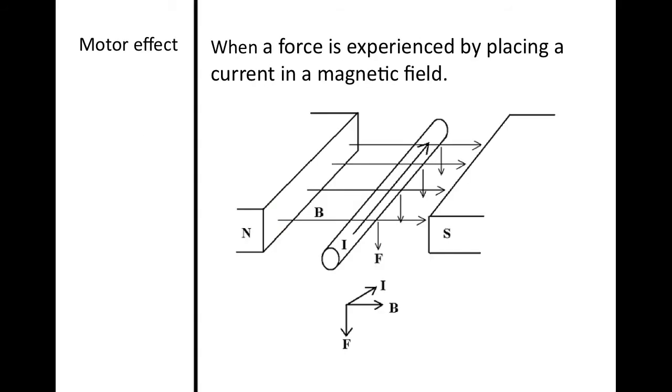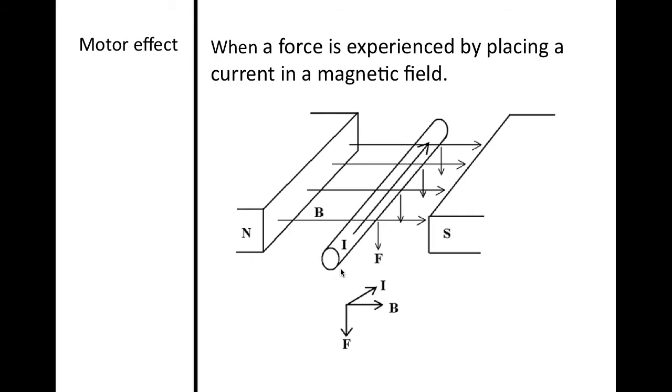Now, when a force is experienced by placing a current in a magnetic field, this produces what is known as a motor effect. If we imagine a magnetic north and south pole near each other, here's the north and here's the south parts of the magnets, there is a magnetic field between them, and that is going in the direction from north pole to south pole, so we got a left to right motion of the magnetic field.